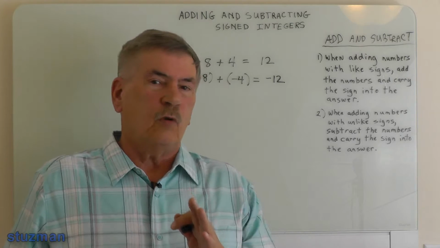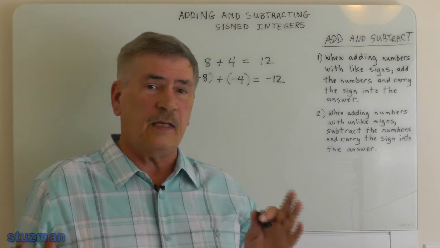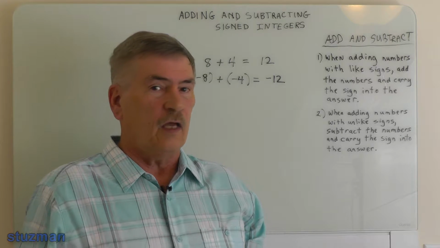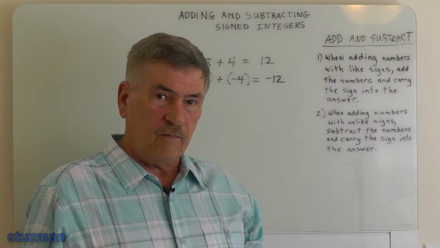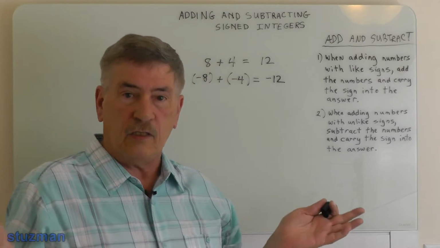So that's going to bring us up to our first rule. When we're adding numbers, and if the numbers have the same sign, you just add the numbers together and just bring that sign down. If it's two positives, then you're going to get a positive answer. If you have two negative numbers, you're going to get a negative answer. Okay? So that was pretty easy.